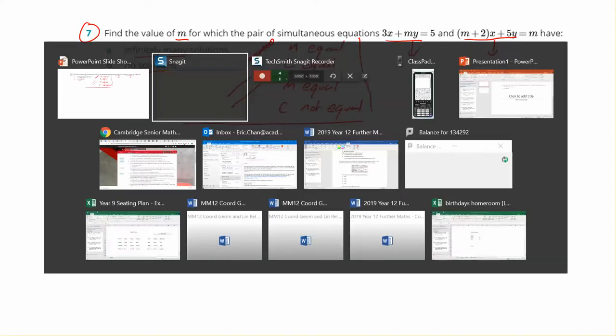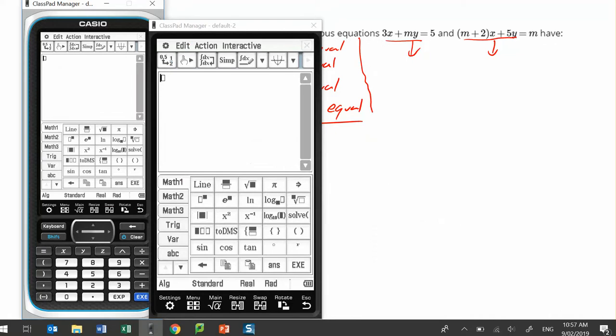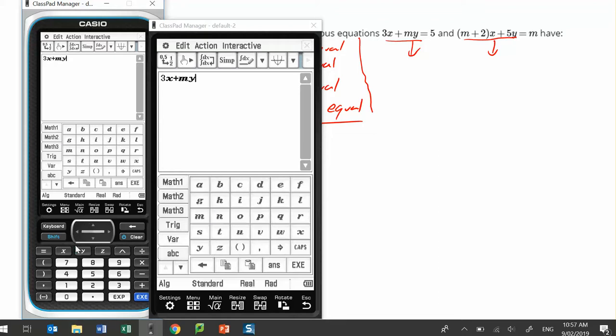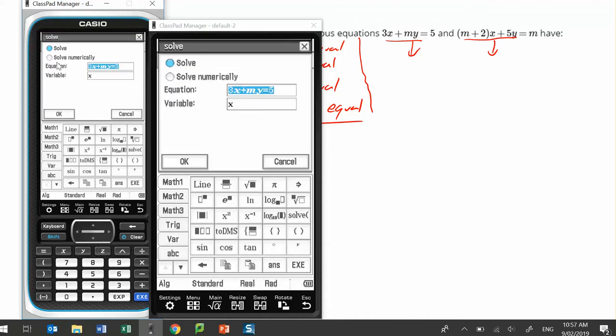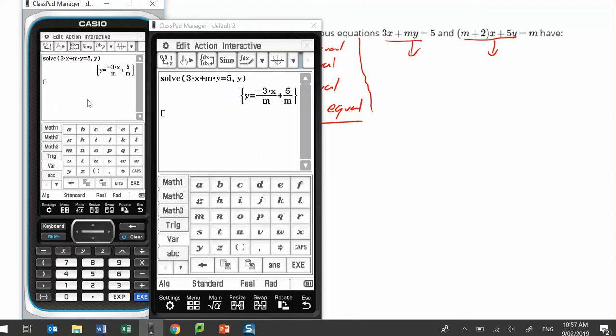So you're going to rearrange on your calculator. If I go on my CAS calculator, let's rearrange it. So 3x plus my equals 5. And I'm going to rearrange it. So I'm going to go interactive, advanced, solve for y. And you can do this by hand if you want. I mean, it's not difficult. Just practice it, okay? And then I want to rearrange the other equation. Why am I rearranging? Because I want it in y equals mx plus c form, so I can read what the gradient and y-intercepts are.